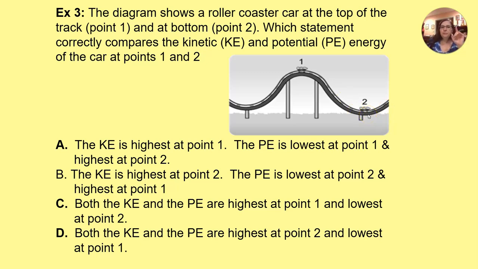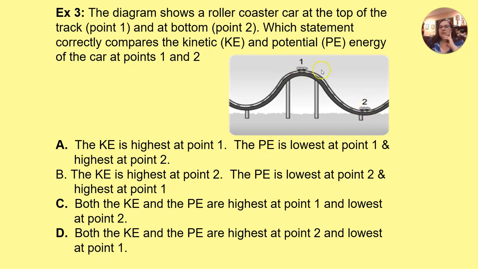All right. So we want to know which statement correctly compares the kinetic energy and the potential energy at points 1 and 2. So we're looking for things like which point has the highest or lowest kinetic energy, and which point has the lowest or highest potential energy. If we look at our options, the first option says kinetic energy is highest at point 1. So it's up here. Is this the highest kinetic energy? And it's lowest at point 1 and highest at point 2 for potential energy.